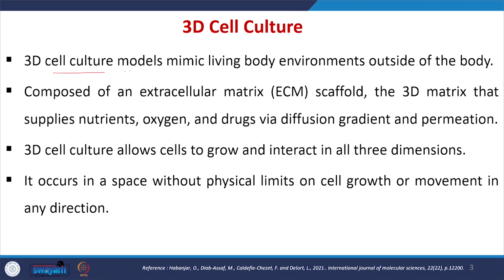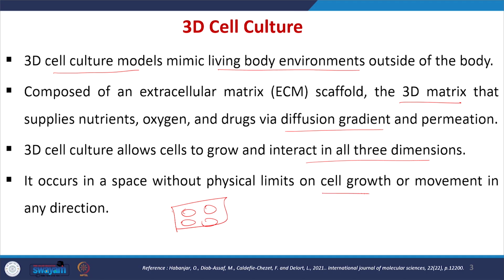Let us see what is 3D cell culture. The 3D cell culture model mimics living body environments outside of the body. It is composed of an extracellular matrix scaffold. The 3D matrix supplies nutrients, oxygen, and drugs through diffusion gradient and permeation. And this 3D cell culture allows cells to grow and interact in all 3 dimensions. We can prepare a 3D porous scaffold. Scaffold means support, which can support the growth of cells and movement of cells.